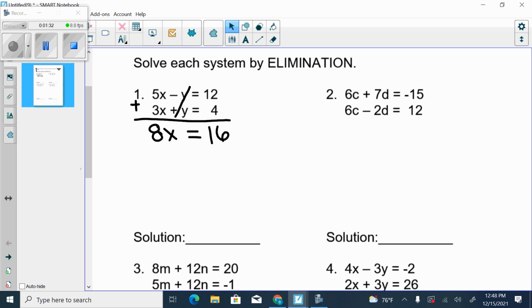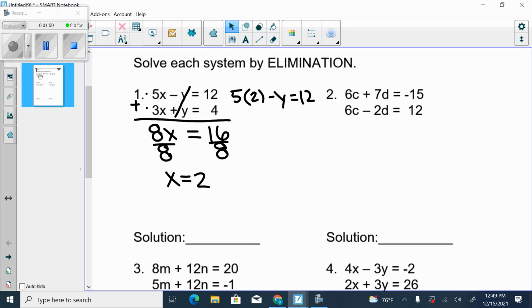Can I solve for x? Yes. What do we do? Divide by 8. So what is x? 2. All right. And now that I know what x is, kind of like back in substitution, you pick either one of these to plug that into so you can find y. So you guys want to use top or bottom? Top, okay. So I would have 5 times, what am I replacing the x with now? 2 minus y equals 12.